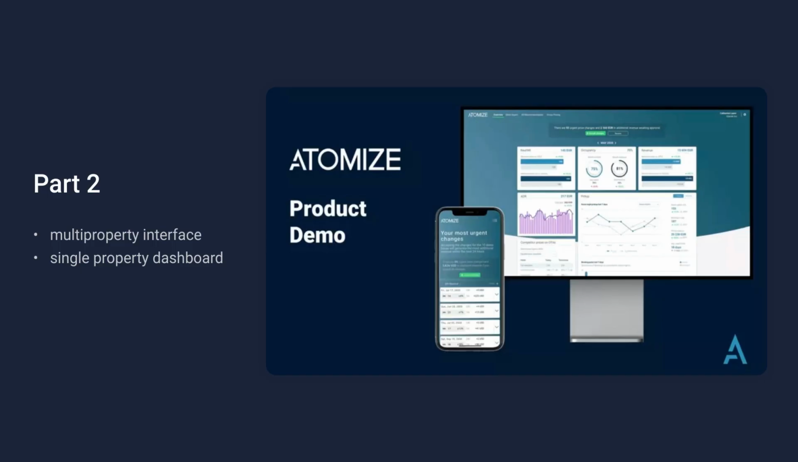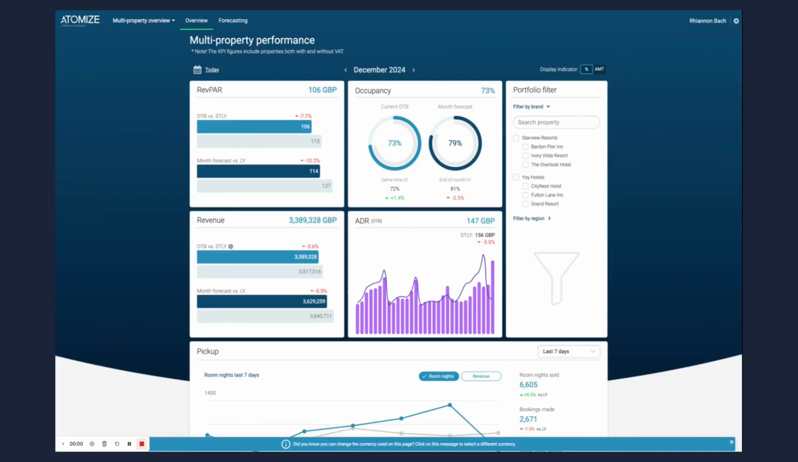Now, let's take a look at the tool. We'll start with the screen that you would see when managing multiple properties. Here is the multi-property performance dashboard. Now, this is a roll-up of the KPIs for all of your properties, so you're looking at your entire portfolio right now.